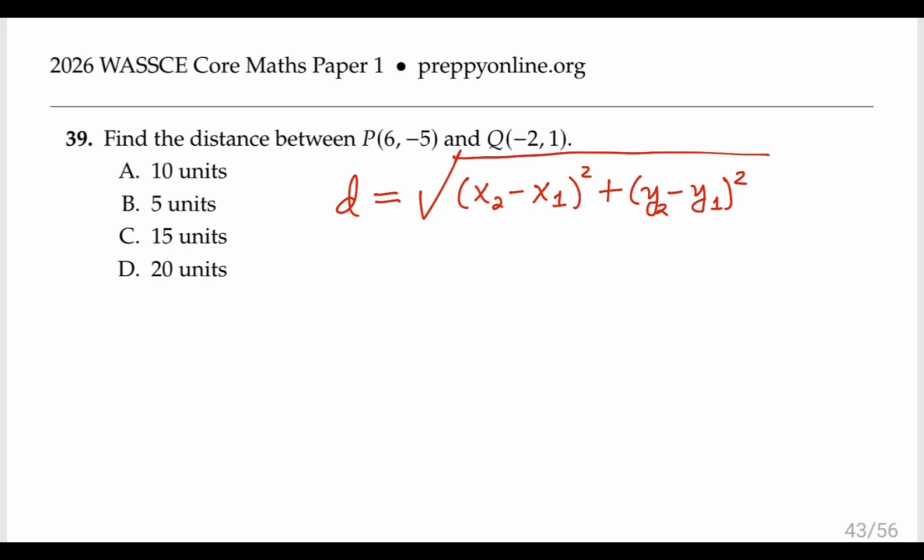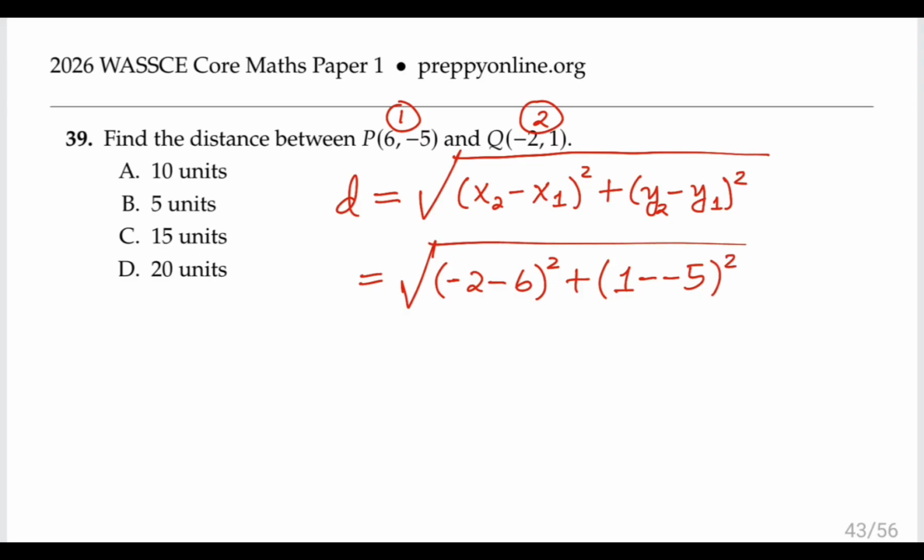We can call either of the points 1 or 2. So let's call this 1 and let's call this 2. Then using the formula, we have, what is x2? x2 is -2, and then x1 is 6. We square that. What is y2? y2 is 1 minus -5. So this, then we come and write again.